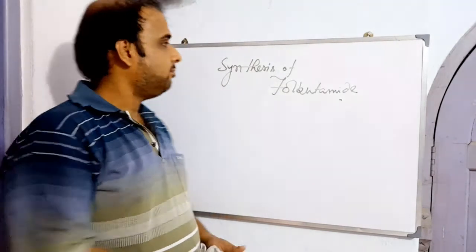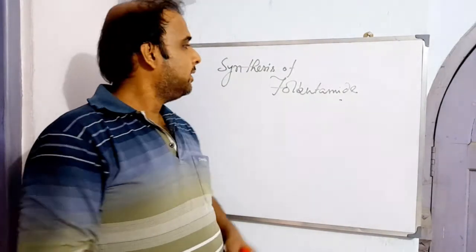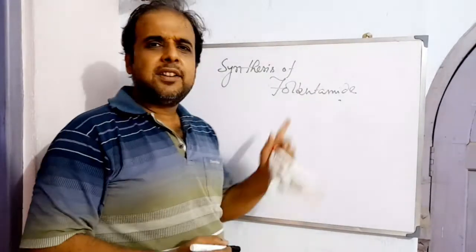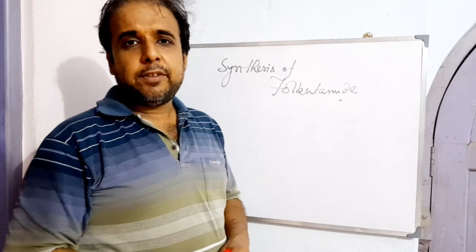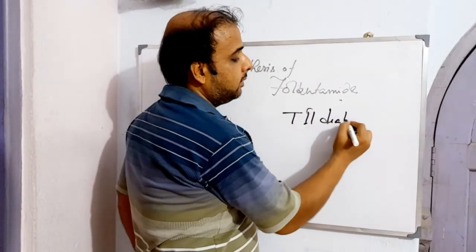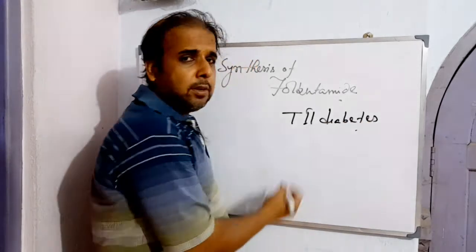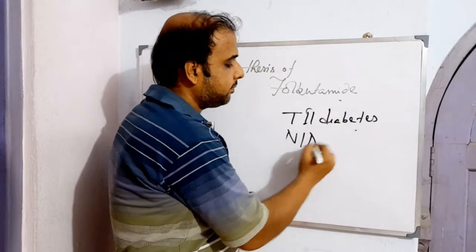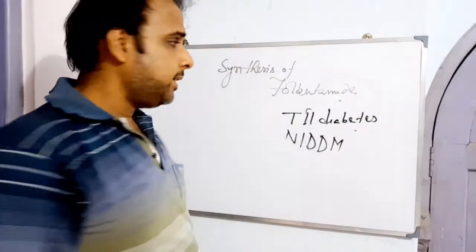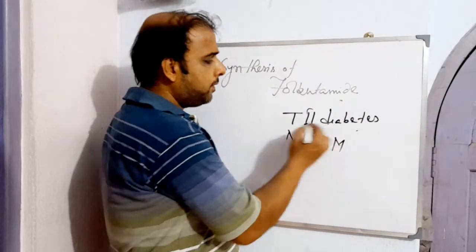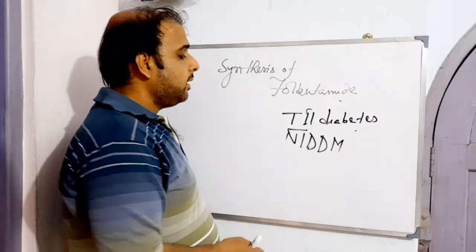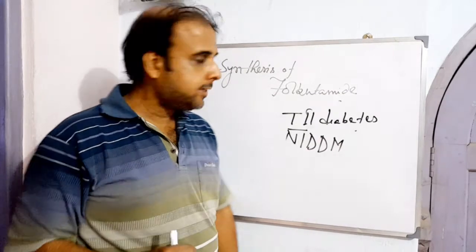Today's topic is clearly visible, I think. Synthesis of Tolbutamide. So what is Tolbutamide? This is the drug which can be given to the patient who is suffering from type 2 diabetes. This can also be called as NIDDM, non-insulin dependent diabetes mellitus. So this is the drug of choice in the treatment of type 2 diabetes.